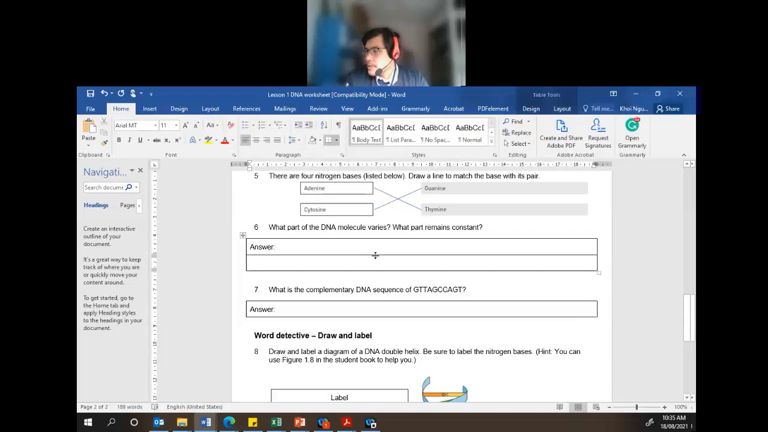So next one, what part of the DNA molecule varies? So the part that would vary is the nitrogen base. Okay, so it can be A, T, C, or G: adenine, thymine, cytosine, or guanine. That can change. And the part that remains constant is the phosphorus sugar backbone. Okay, or you can say the phosphorus group and the sugar group.